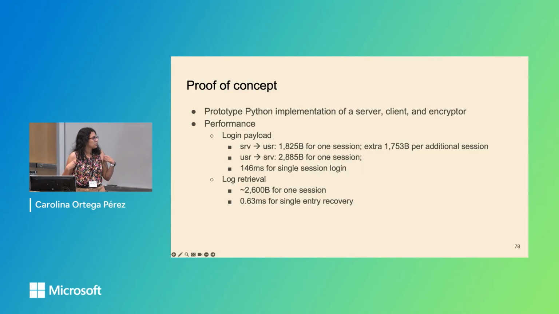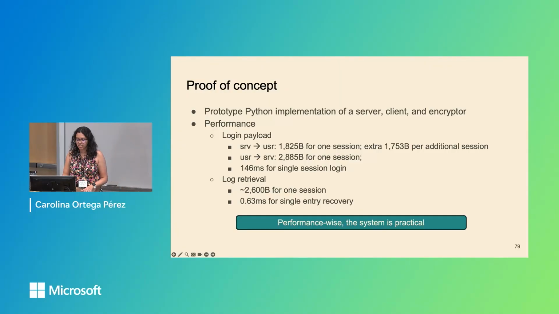Time-wise, it takes 146 milliseconds in our experiments if you have a single session. And then, log retrieval is accessing the ASI. This happens with less frequency. We had a report of around 2,600 bytes for a single session. All of these numbers grow if you have more sessions. But the takeaway is that performance-wise, the system could be practical. We were not really hyper-optimizing here for the performance.